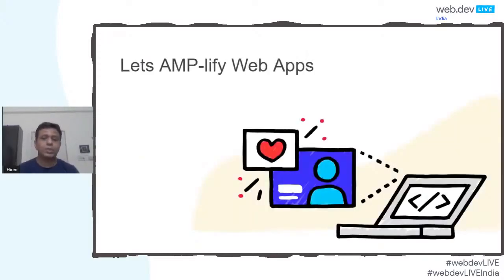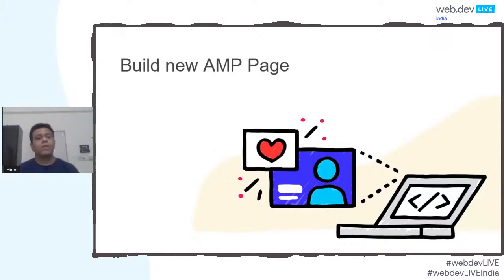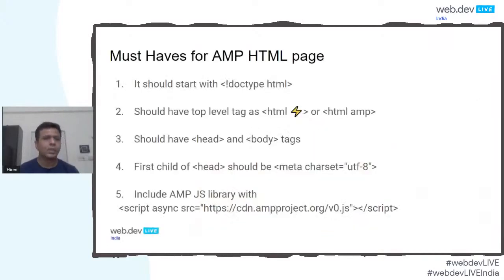Okay, now let's move to the third section, which is actually amplifying your web apps. Here, first of all, we will see what exactly you should do if you have to build a new AMP page from scratch. These are some lists I have mentioned here, which are the must-haves for your AMP HTML page. The first is that it should start with doctype html. This is very much required. If you have not specified this, then the validator will give you an error. So this is the foremost requirement.